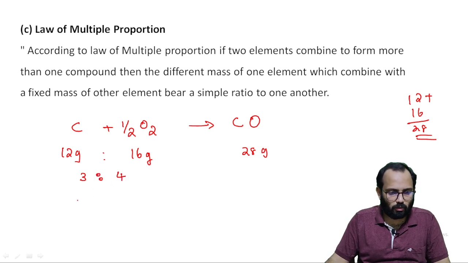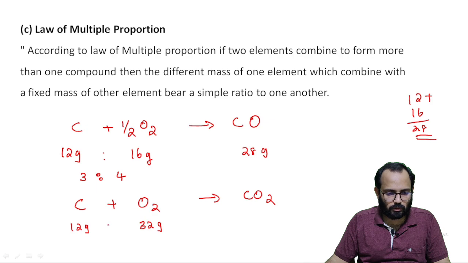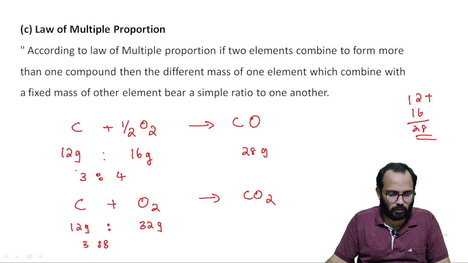Fine. Now the same carbon is combining with oxygen to give you carbon dioxide. This time the mass of carbon is 12, mass of oxygen is 32 gram. So what is their ratio? 12 is to 32 means again 3 is to 8. So let's take a look at the ratios. Here the ratio is 3 is to 4. Here the ratio is 3 is to 8.